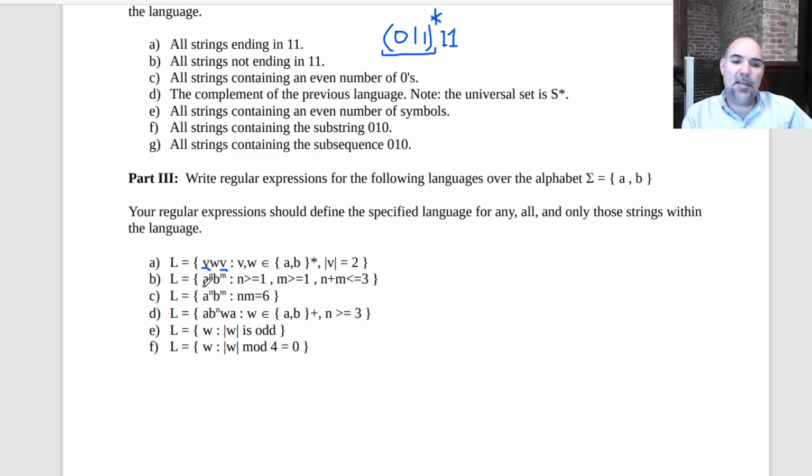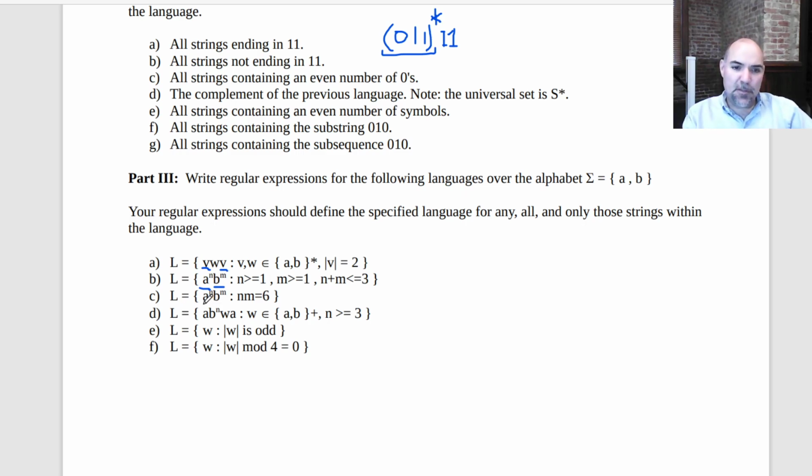The second one is saying we have a string of A's that is n symbols long, followed by a string of B's that is n symbols long, and the number of A's has to be greater than or equal to 1. The number of B's has to be greater than or equal to 1. But if I add the number of A's and the number of B's together, it'll be less than or equal to 3. So in other words, this will always be 3 or fewer symbols, but I have to have at least one A and at least one B. And the group of A's has to come first. The group of B's has to come second.